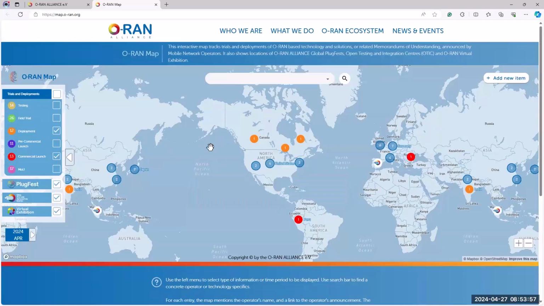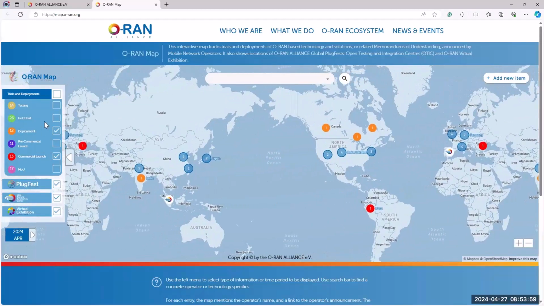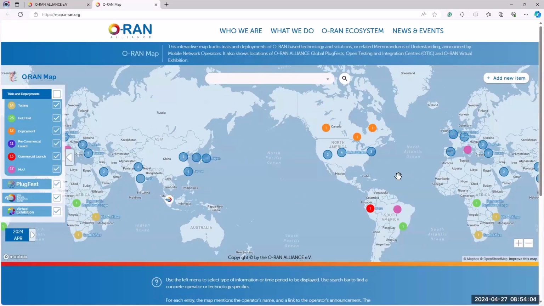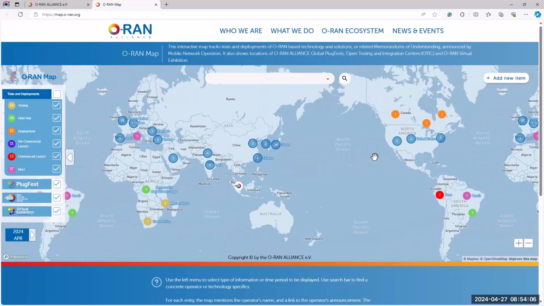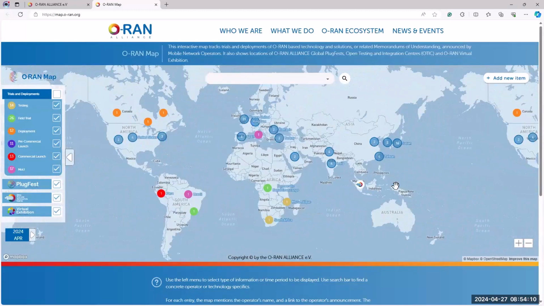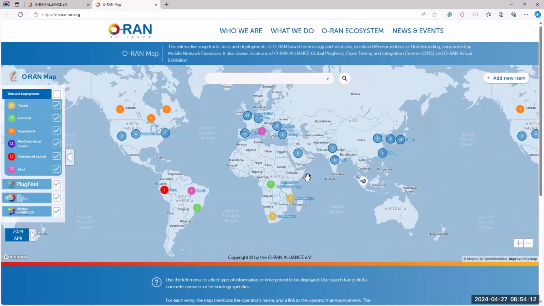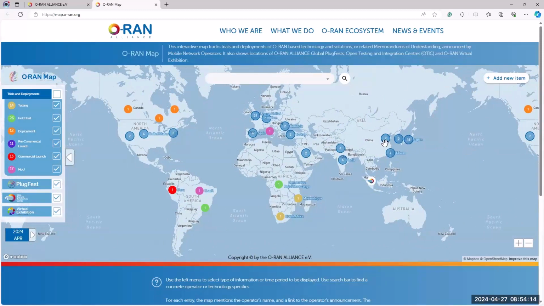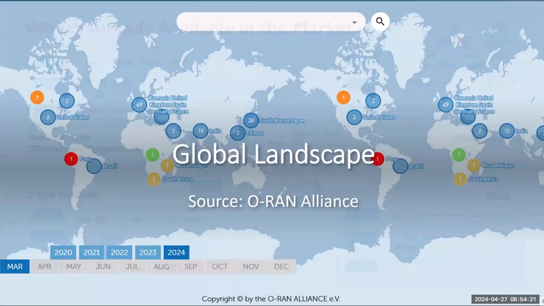And in some other countries, there's still a lot of trial happening. Okay, so you can play around with this Open RAN map, and then probably if you're one of the cynics of Open RAN, you might see some opportunities, especially for your career in terms of Open RAN. Okay, so what's already in the market now? What's already available in the market?